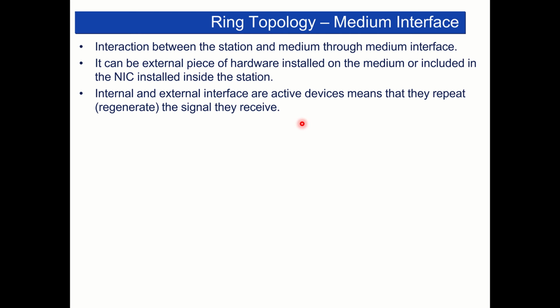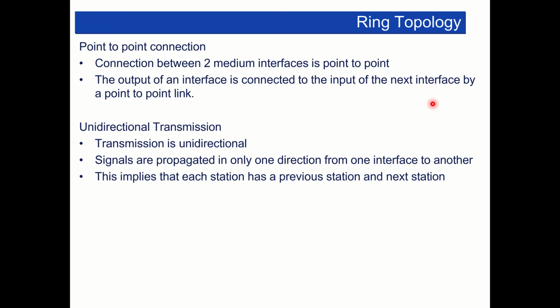Again, similar to bus, we have the internal and external interface, but here the interface, rather than working silently like in bus topology, is an active interface because they will repeat or regenerate the signal they receive. So that's the reason why it is called active interface. Under ring topology, we can have the point-to-point connection, where the connection between two media interfaces is point-to-point. So the output of an interface is connected to the input of the next interface by a point-to-point link.